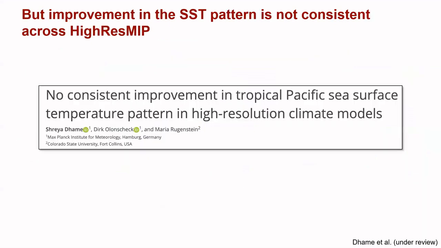But this isn't the case for all high-res models. I'm highlighting a paper that's, well, this is from an EGU abstract, but there's a paper coming soon. I've talked to the lead author, and it's still under review. But there's no consistent improvement as you increase resolution. So if you look at high-res MIP models, they don't necessarily do that much better than CMIP on average in simulating this SST trend pattern.